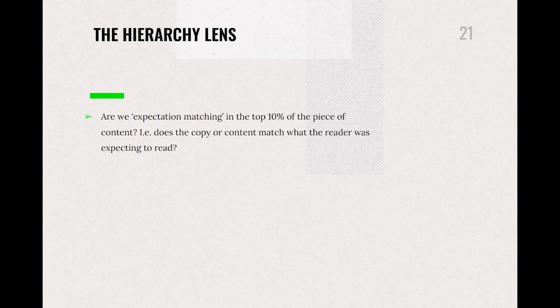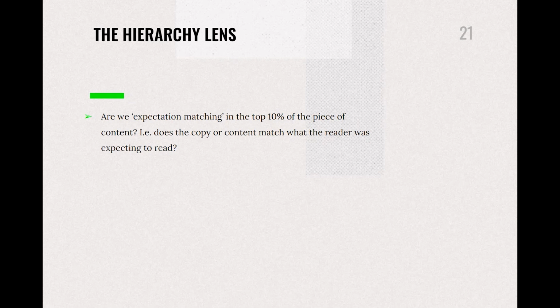So you want in the top 10% of the piece of content to match their expectations, i.e. does the copy of content match what the reader was expecting to read? This is very important if you've got pay-per-click advertising and they've clicked on an ad, right? Whether it's in Google or via social media, and there's been some copy on that ad. You want the copy on the top of your landing page to marry up with it. It doesn't have to be exactly the same, but there should be a strong connection.